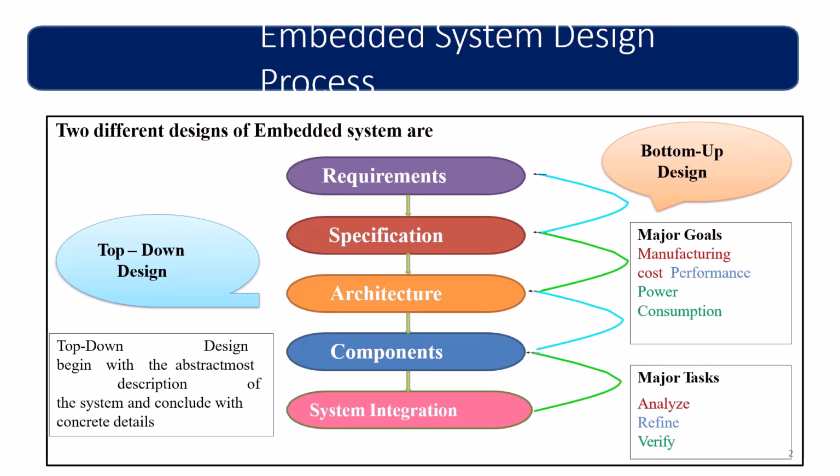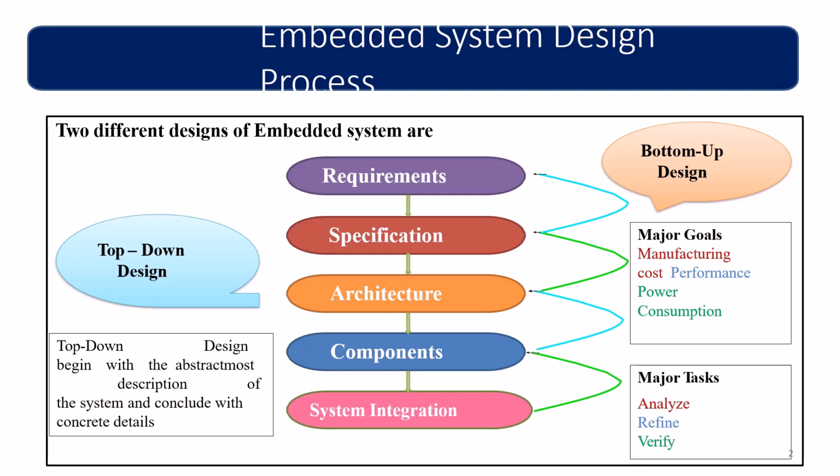Next, we will see what the major steps in the embedded system design process are, or we can call it the abstraction levels in the embedded system design process. Here, the abstractions start with requirements, specification, architecture, components, and system integration. Here, the system design process has two different design processes: one is a top-down design process and the other is a bottom-up design process.